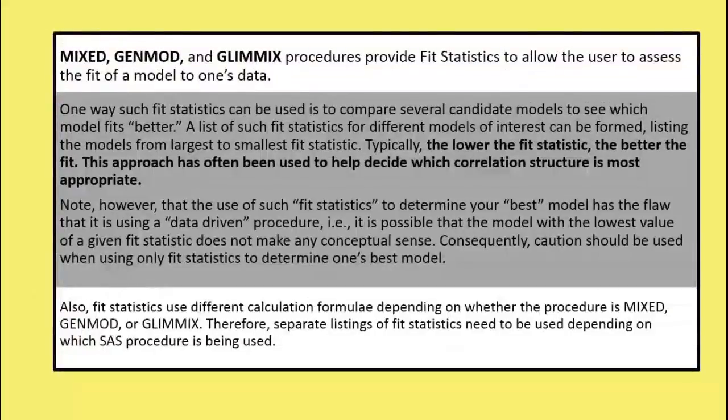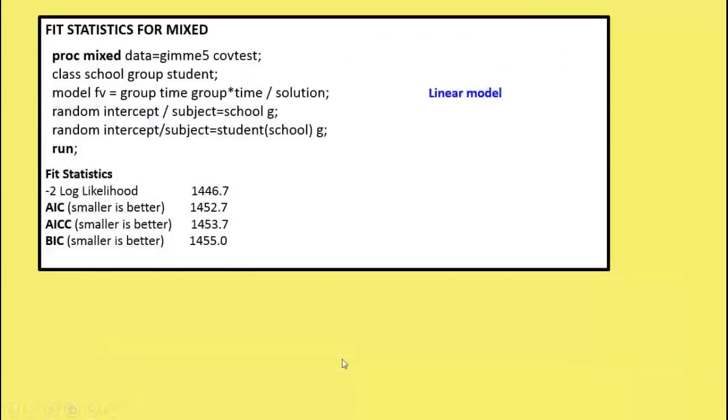Let's see. What do I say here? Also, fit statistics use different calculation formulas. So there's different fit statistics depending on whether the procedure is mixed, gen mod, or glim mix. And therefore, separate listings of fit statistics need to be used depending upon which SAS procedure is used. So let's look at this now. So if you're using proc mixed, so you're fitting a linear model, and you're using proc mixed to fit that. Now, remember, as we talked about, and Zach illustrated in his lab, that not all of you came, but he's got it on Blackboard.